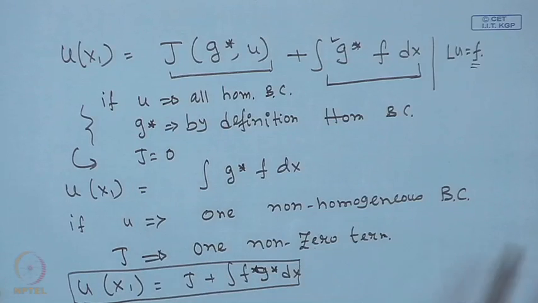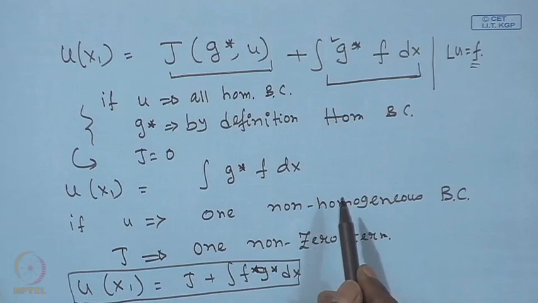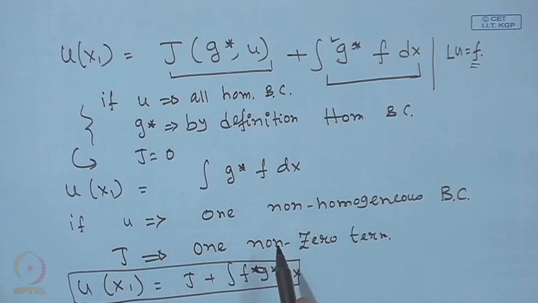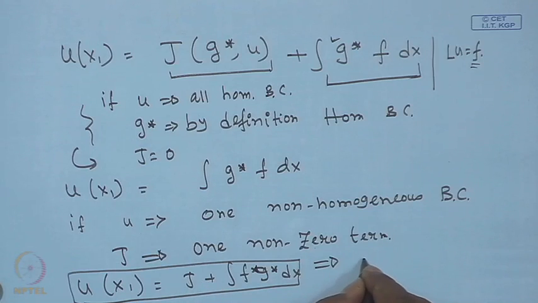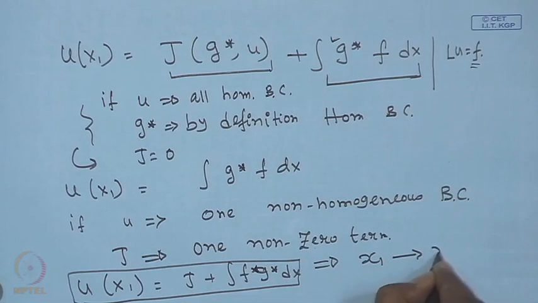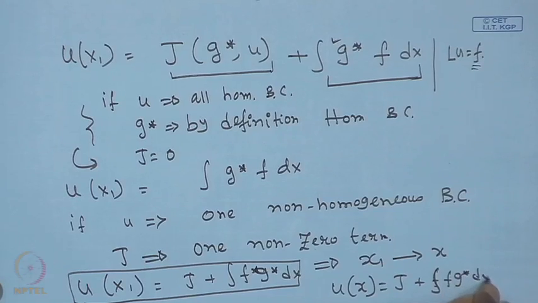If u has two non-homogeneous boundary conditions, then j will have two non-zero terms. Once you get that, you will see that the right-hand side will be entirely a function of x1. Then change the running variable x1 to x, and you will get an expression of u(x) as j plus the integral of f g star dx. You change the running variable from x1 to x and you will get the complete solution.